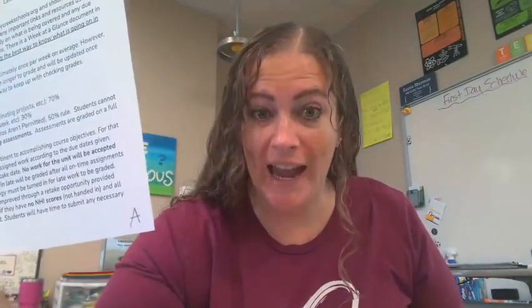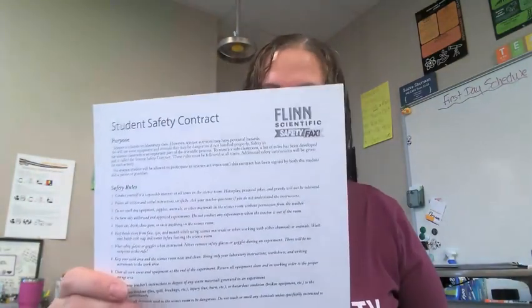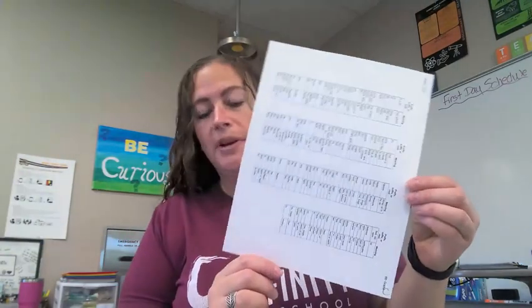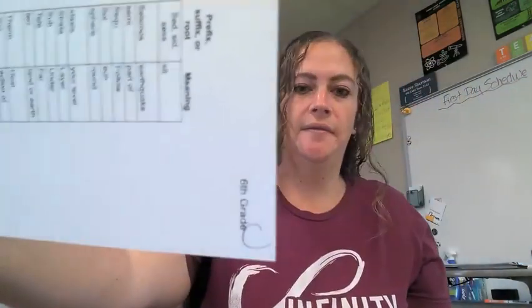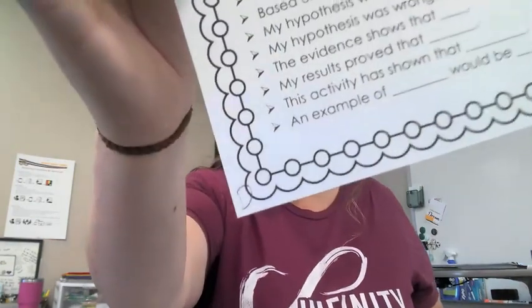All right, now that you have everything that you need, I want you to take this syllabus paper, and in the bottom corner, I want you to write the letter A. The student safety contract, I want you to write the letter B at the bottom. This prefix, roots, and suffixes one, you are going to write the letter C at the bottom of this page. The sentence starters for science, the one that looks like this, you're going to write the letter D.